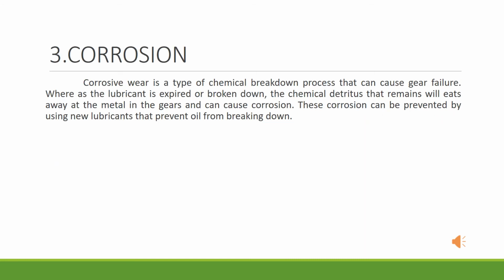Number 3, corrosion. Corrosive wear is a type of chemical breakdown process that can cause gear failure, where the lubricant is expired or broken down. The chemical detritus that remains will eat away the metal in the gears and can cause corrosion. This corrosion can be prevented by using new lubricants that prevent oil from breaking down.